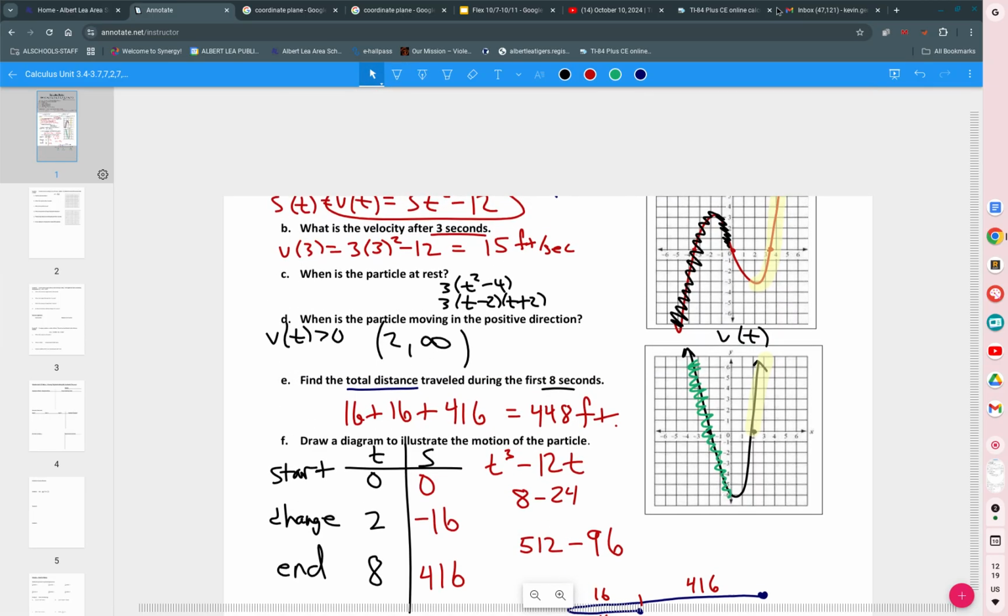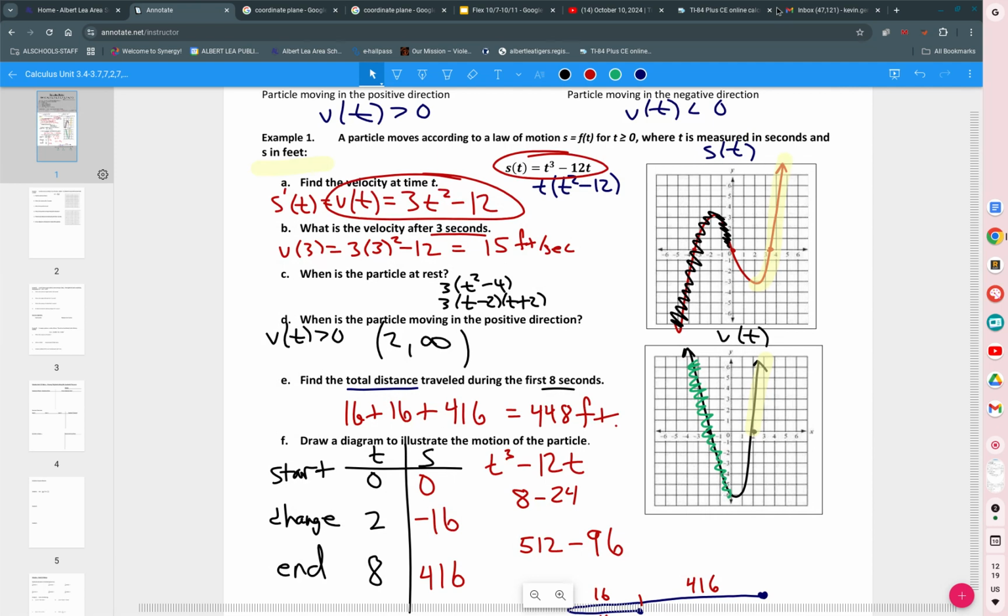So I just would like to review finding the velocity. Is this difficult or easy? Easy. Because you just take the derivative of the feet. Yep. This part, just plug it on in. When the particle is at rest, just solve velocity equal to 0 or look at the graph. The particle is moving in the positive direction when the derivative is positive. And then finding the total distance traveled. Everybody agree that E and F could be a little bit more challenging? Yes. But I think we've outlined a good way in which you would solve for this.